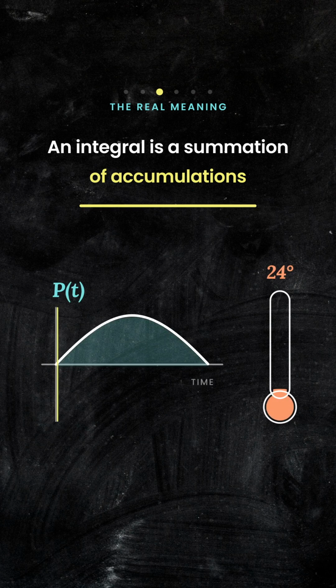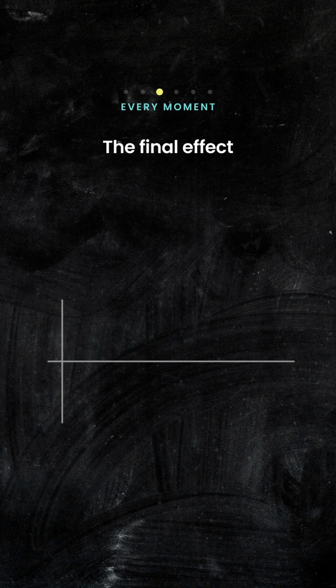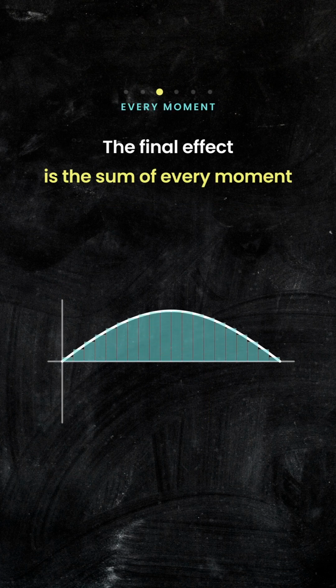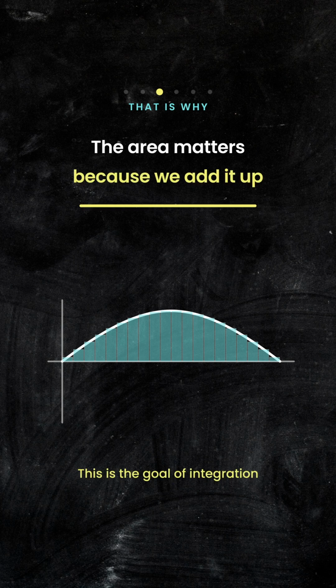For example, if we are now heating water, we are heating it continuously with this function. Every point matters, but the final effect is the summation of these points at each moment, or the effect at each moment. So we sum these accumulations, and that's why the area between the function's curve and the x-axis matters to us, because we sum it. And this is the goal of integration.